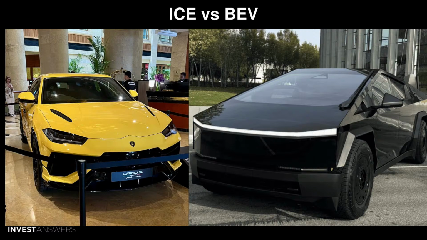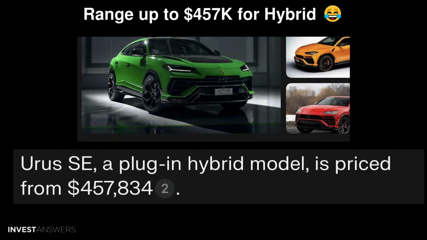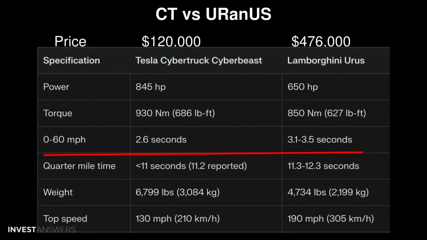ICE versus BEV. You've got a Lamborghini Urus on the left and a Cybertruck on the right. The Urus ranges up to $457,000 for the hybrid, which is the stupidest thing ever. If you heard me say plug-in hybrid, $457,834. Who would buy that? But the crazy thing is, you have a car that is $456,000 wherever you are. In Singapore, it's even more expensive.